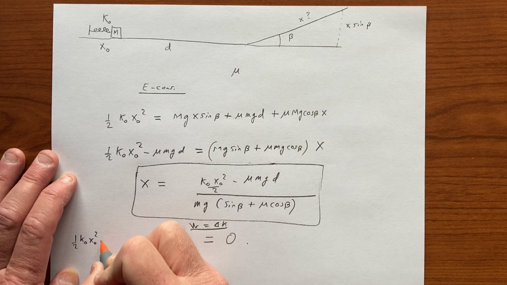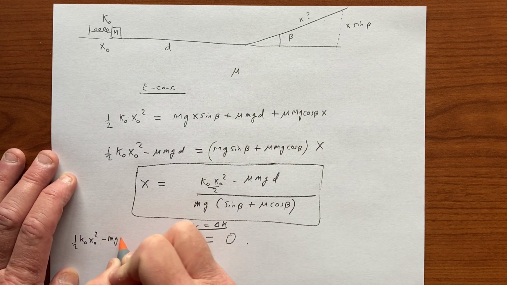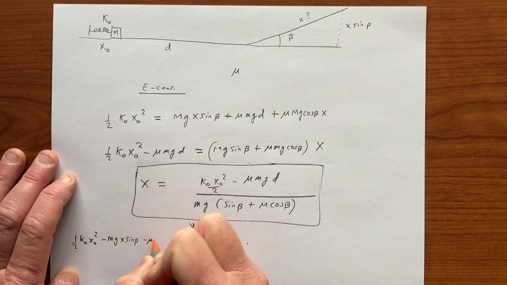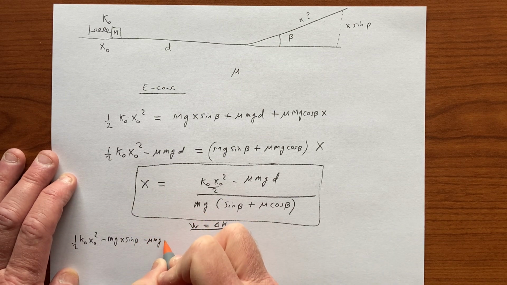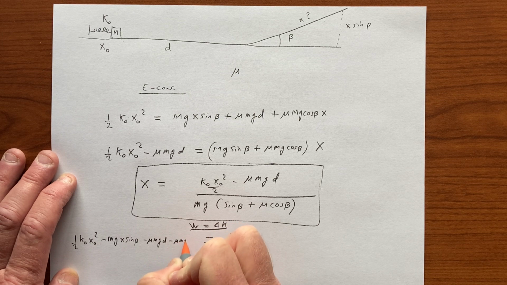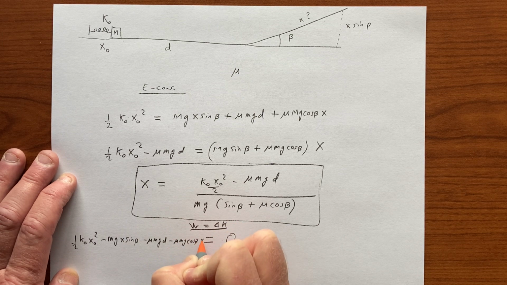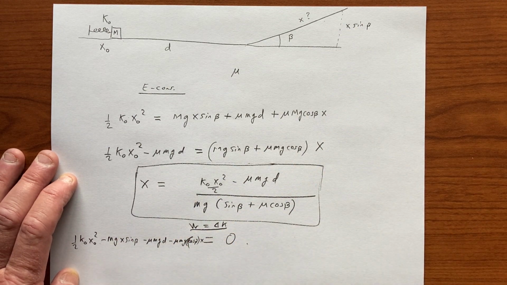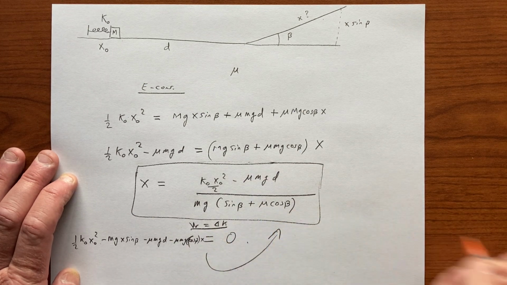Then we have the negative work done by gravity and the negative work done by friction, cosine beta times x, cosine term there. So we have the same things, but we have minus signs, and then we can solve for x. We'll, of course, end up at the same place.